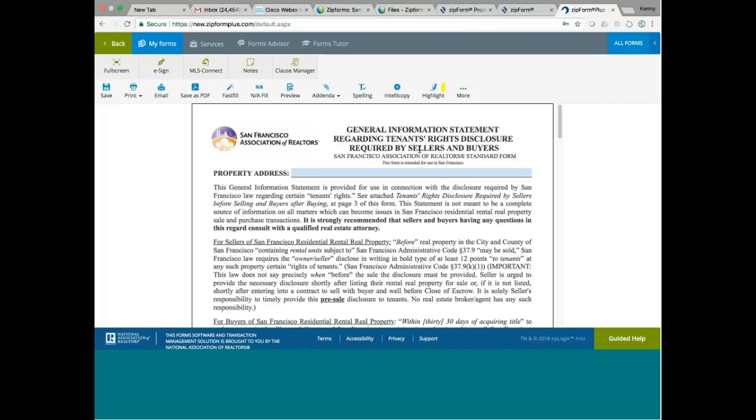Now, this form here is to be given with the last form that we talked about, about 15 minutes ago. These 2 forms, the general information statement about tenants' rights disclosure, as well as the San Francisco disclosure and advisory disclaimer, both will have to be provided to the seller as well as the buyer. These are standard disclosure and advisory forms in the San Francisco area. There are actually a few more forms that will be covered in the future, but that's it for today.